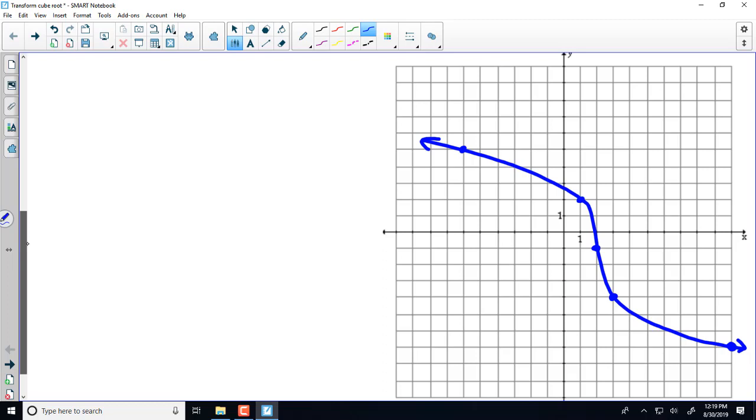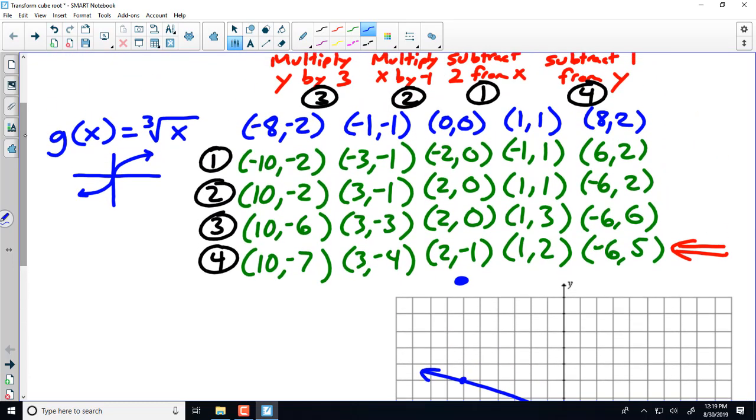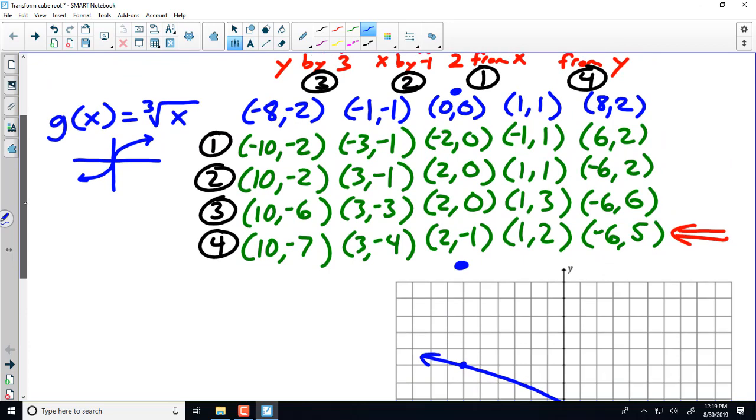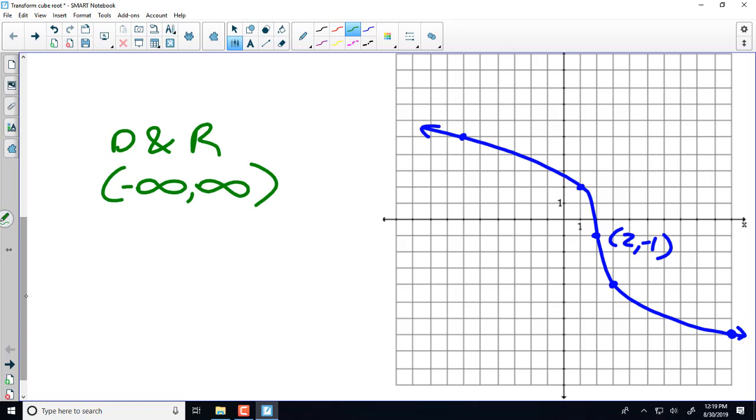You'll notice this point right in the middle, (2, -1). That's the point that's right in the middle because it's the point that we got from (0, 0). Hey, the original cube root of x graph has a domain and range of negative infinity to infinity, so does this. So domain and range, negative infinity to infinity. Those are a pain to draw, but just do your best.